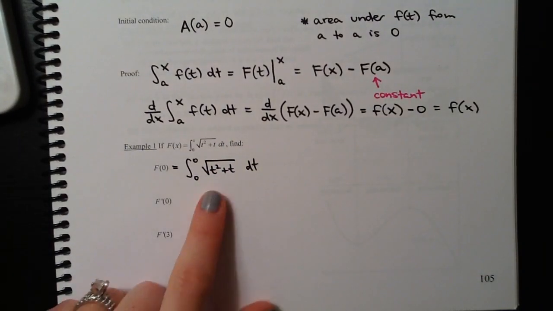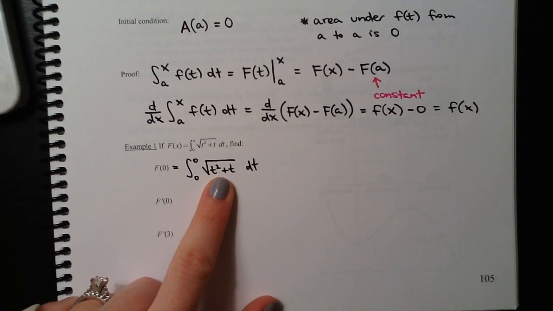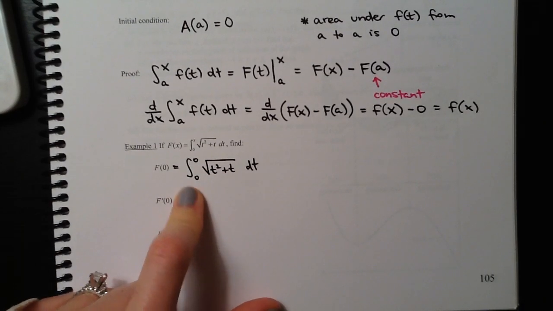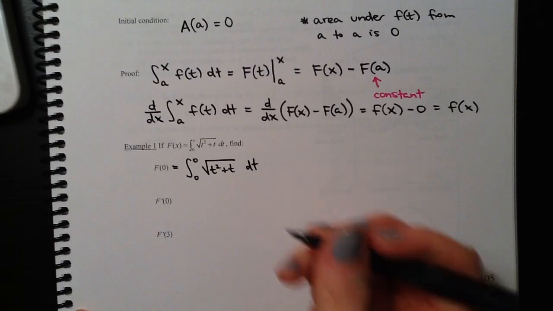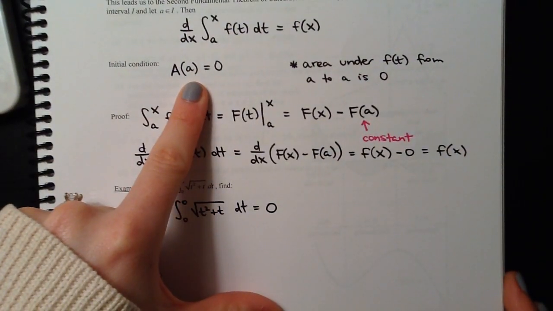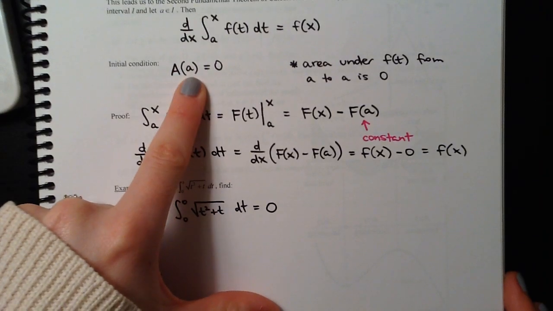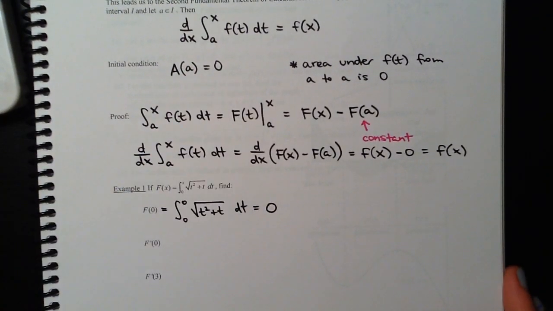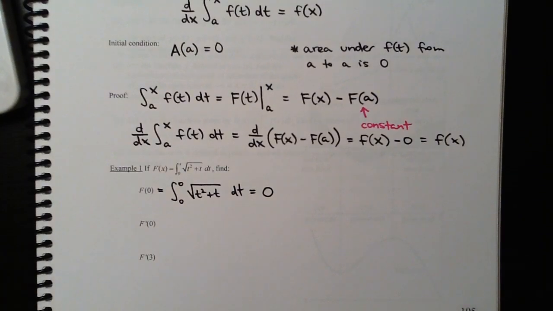So now it doesn't matter at all what this function looks like. The important part is that I'm going from 0 to 0. If I have no width, I have no area, which means this just comes out to be 0. And that kind of goes with this initial condition right here. If you plug the lower bound into your function, you're guaranteed to get 0. No width means no area.